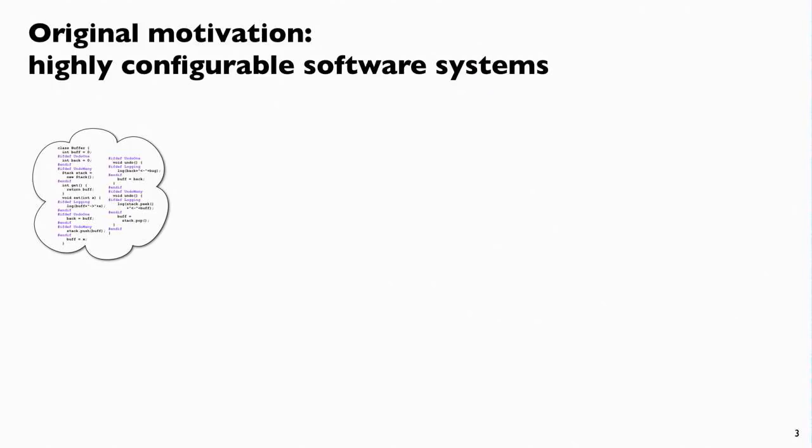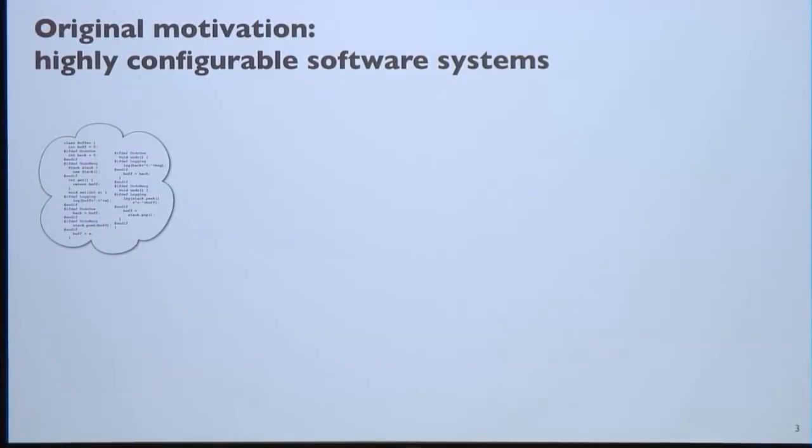So yeah, I'm going to be talking about variational programming. And this work was originally motivated by a problem that comes up in the context of highly configurable software systems. The idea here is that you have a code base, and this represents not just one program, but lots of different programs. For example, it's a software product line, or it's an open source program that has lots of configuration options and features that can be turned on or off.